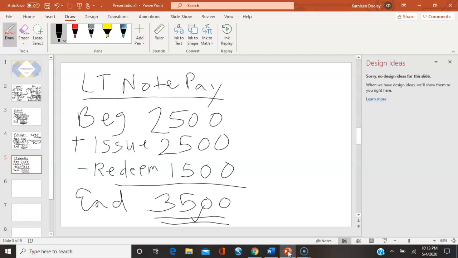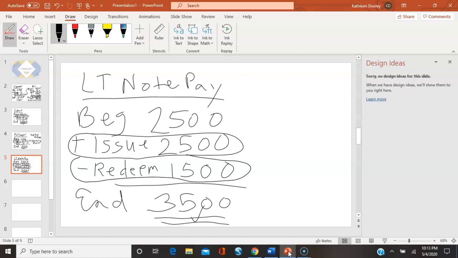Now the issued new note is going to be a financing activity. So we're going to put it on our statement of cash flows in the financing activities. We're going to say issued new note 2,500. Then also in the financing activities, we're going to say redeem note payable 1,500. Once we get both of those onto the statement of cash flows, we can check them off on our tables.